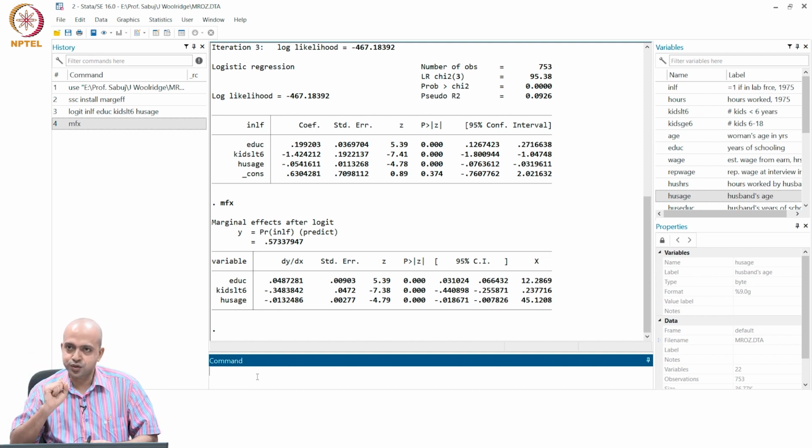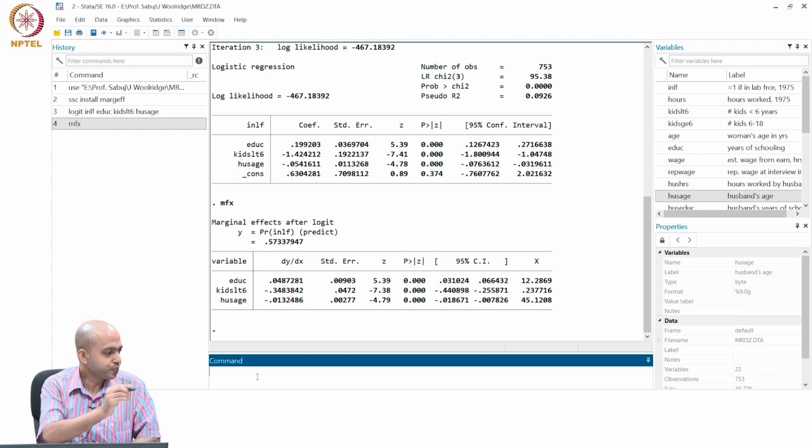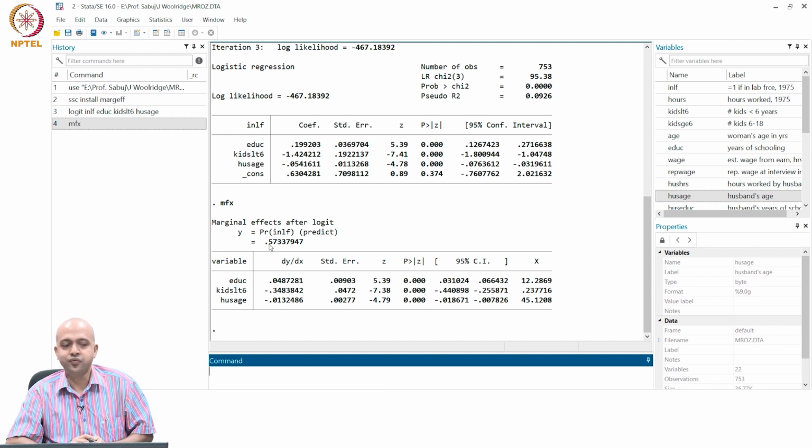So, what is the reference point? That means you need to calculate a base probability based on which all these changes are actually calculated, and the base probability is calculated using the y value that Stata is showing. This y is actually your yi hat, that means you can say this is your pi hat equal to 0.57. Now, what is this probability?